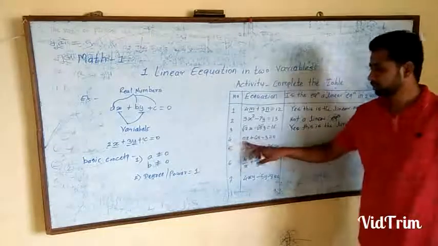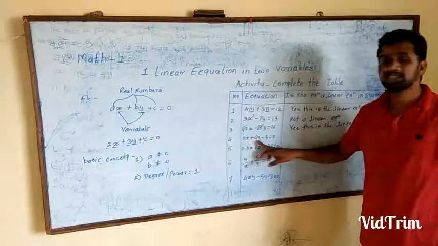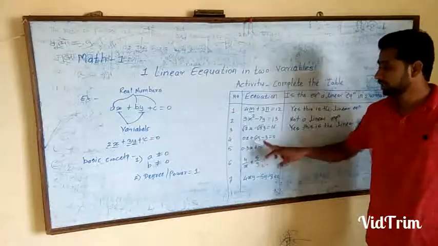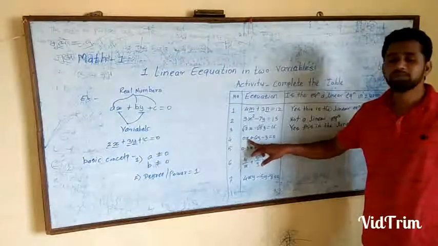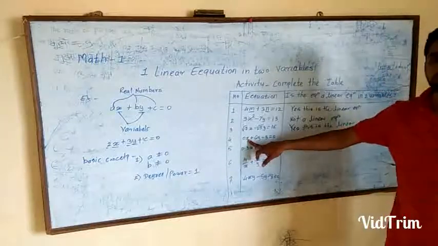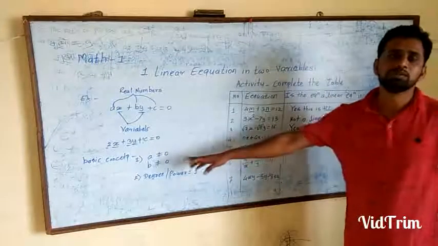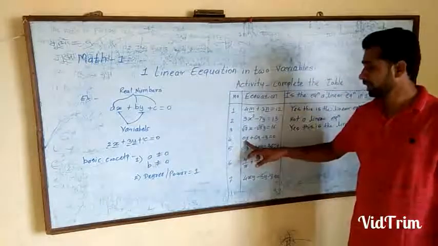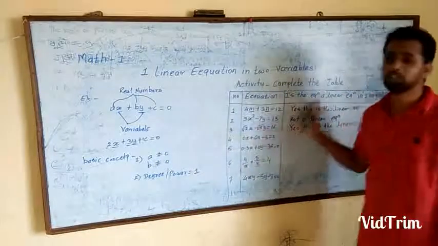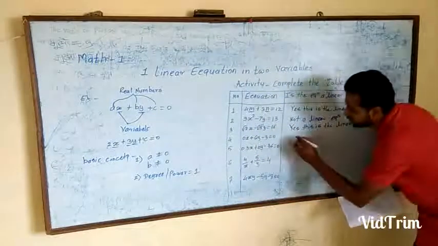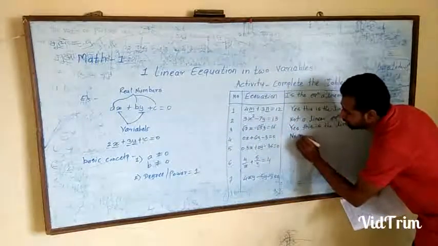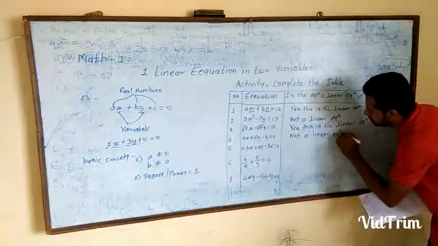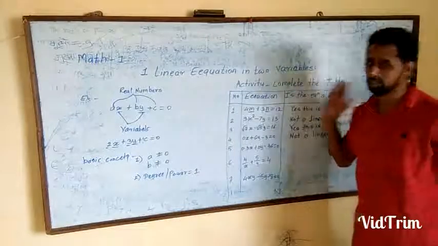Fourth one, 0x plus 6y minus 3 is equal to 0. You see, there is a 0 value of this variable's coefficient. So this is not a linear equation. Because the basic concept says a and b should not be 0. So a हा काय आहे 0 आहे, त्यामुळे तो linear equation होऊ शकत नाही. So we write here not a linear equation.